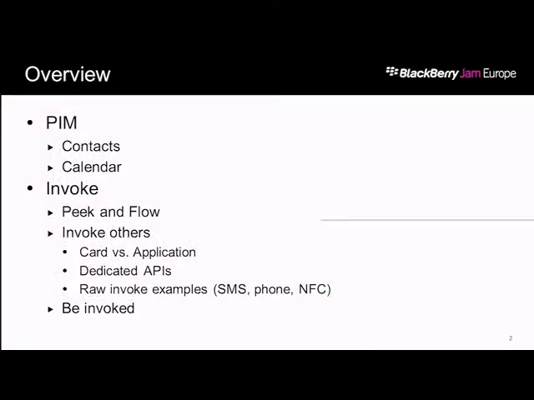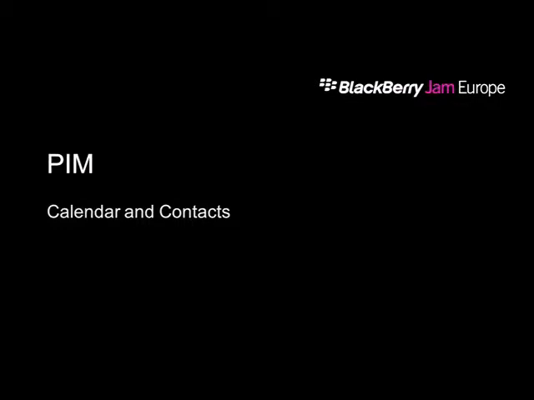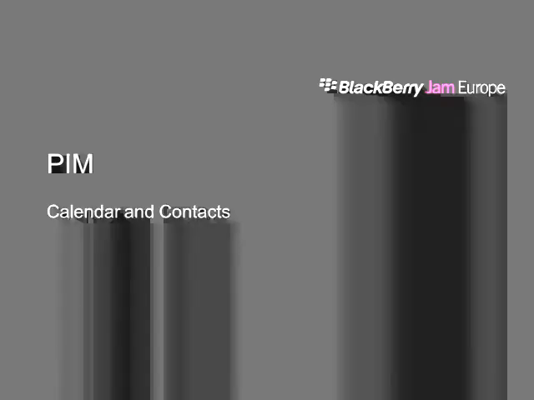It's a quick overview of what we're going to cover. We've got a lot to cover. There's a lot more detail than we're going to see here, but it should get you started with what the PIM and Invoke frameworks can offer to you in your WebWorks applications. We're going to start with PIM, and right now with WebWorks, we have access from APIs to the calendar and to the contacts databases of information, and we'll see what we can do there.